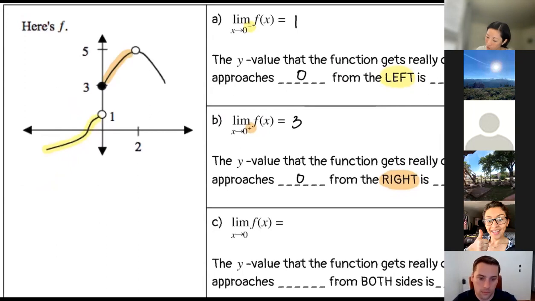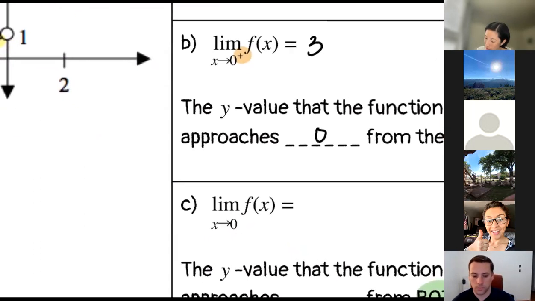All right, so what do you think about this question? If there's no pluses and minuses, what do you think that means? I think it's from both directions. You would be correct. If there's no plus and minus, it means from both sides, okay? From both sides. And so we can see that right here, both sides, because if we go back, there is no plus and no minus, right?